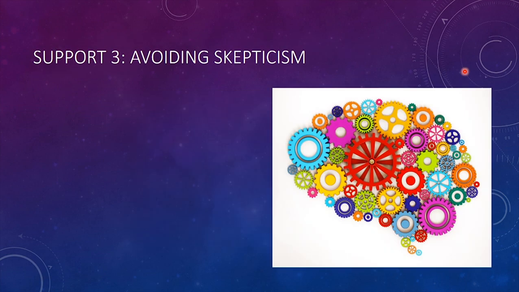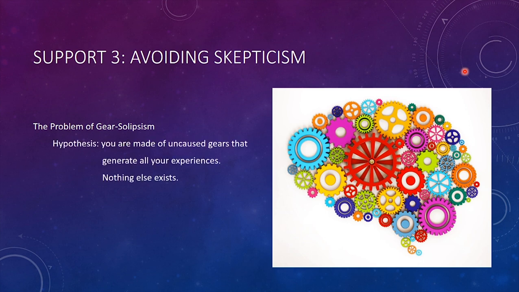Okay, and then third, there's this argument from skepticism. To draw out this argument, consider what we might call the problem of gear solipsism. So gear solipsism is the hypothesis that you are made of uncaused gears that generate all of your current experiences. Your experience of hearing my voice, that's produced by the gears. And nothing else exists. There's just your experiences, and those are just produced by gears. And if you wonder, well, where do the gears come from? Those came into being 10 minutes ago uncaused. So that's the gear solipsist hypothesis.